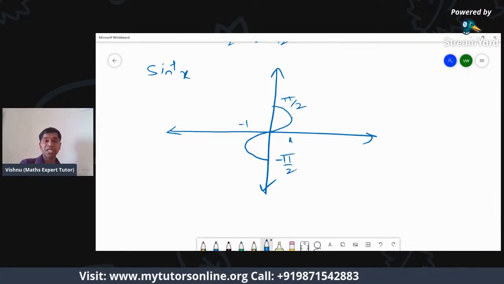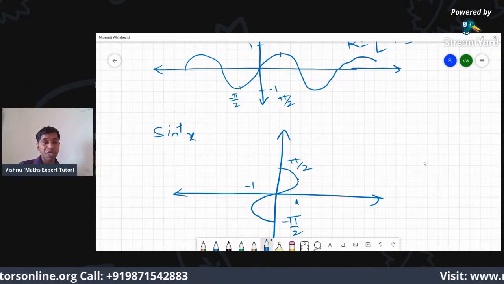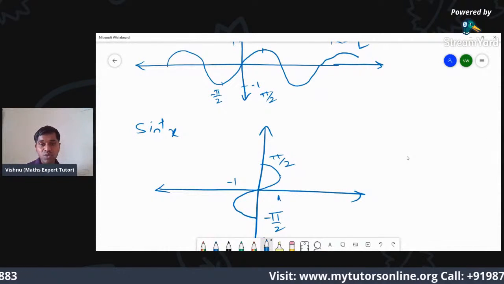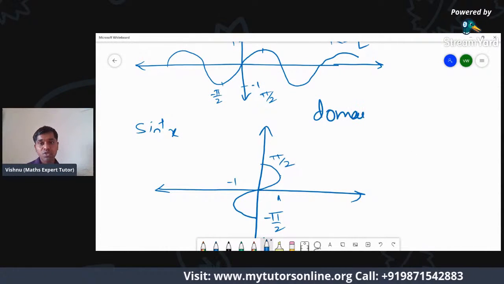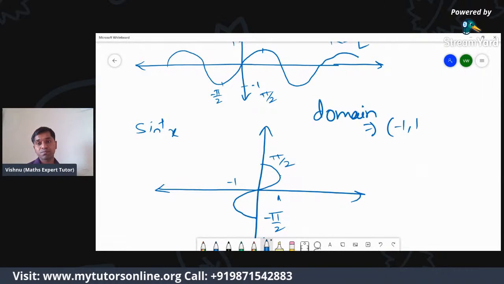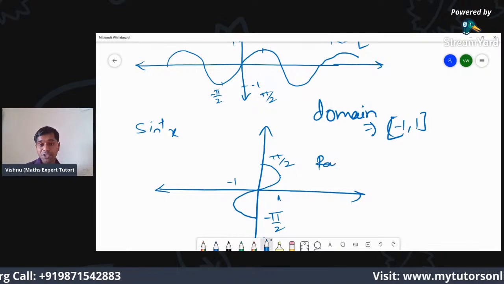Now you can see the change in these two graphs, where the domain has become the range and the range has become the domain. So for sine inverse x, what will be the domain? Can you say? The domain will be the closed interval minus 1 to 1. What will be the range?